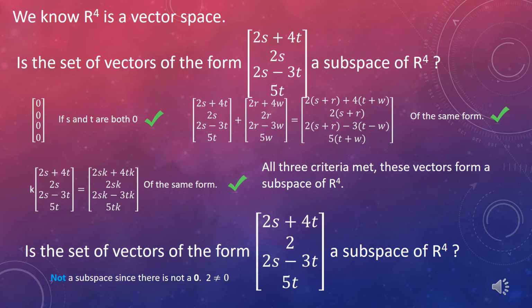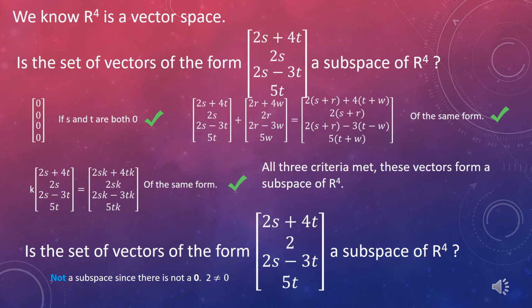So if I pick s to be 1 and I pick t to be 5, then the first item of one of the vectors is going to be 2 plus 20, or 22. But then the second item in the vector has to be 2, because I said s is 1. And the third item in the vector has to be 2 minus 15, or -13, because I said t had to be 5. And then 5t would be 25.